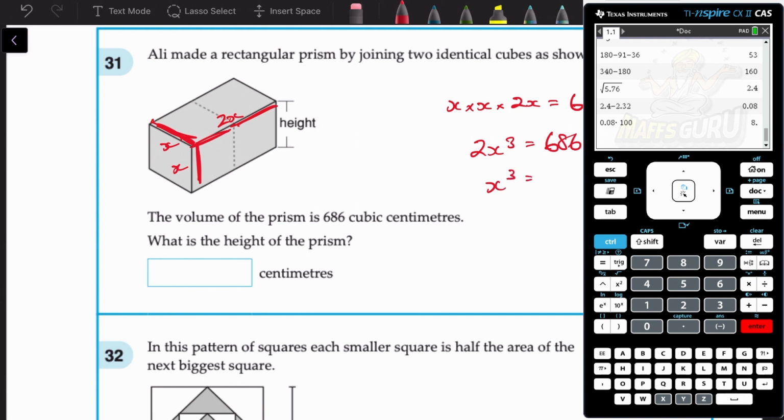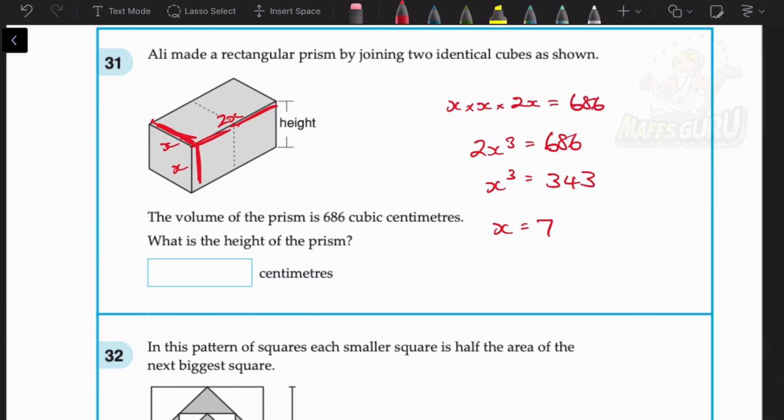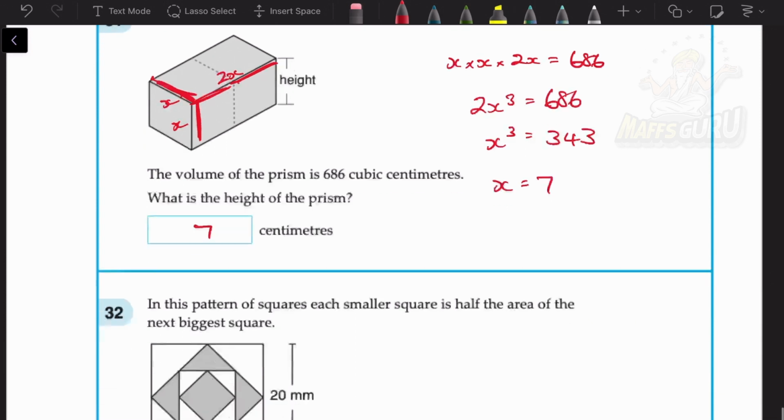Divide both sides by 2 gives me 343. And then, my apologies, my calculator's still on there. And then I'm going to do the cube root, and again, your button may look slightly different from this, but that is going to give me X is equal to 7. And so, turning my calculator off there, we know that the height of the prism is 7 centimeters.